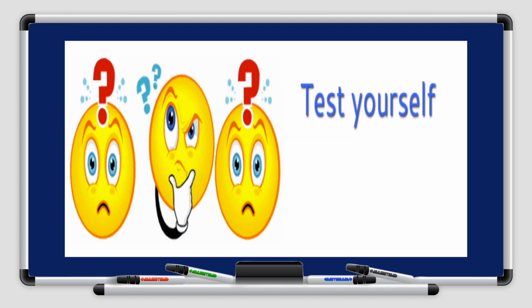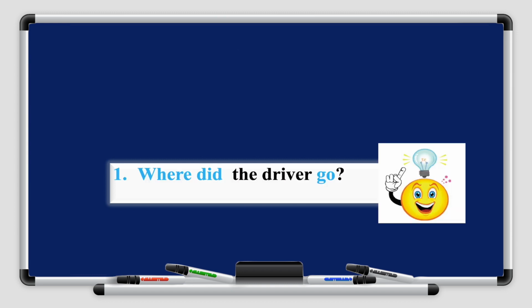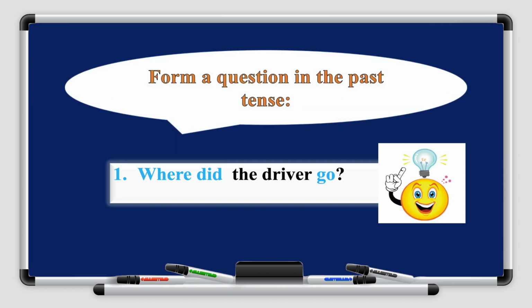Now test yourself. Form a question in the past tense. The driver go. So what can we use? We can use the WH formation. We can ask a question. We can say, the driver go? Where did the driver go? Because we have go, the verb here is go, we're going to use where. And we use where when we want to ask about locations. So where did the driver go?